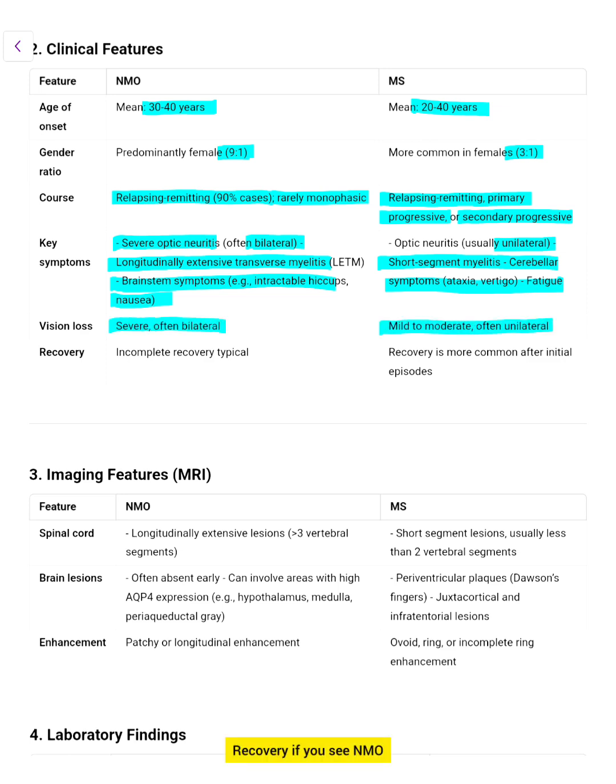Okay, recovery, if you see NMO, they'll have incomplete recovery typically, and in multiple sclerosis recovery is more common after the initial episode. So that is what is called dissemination in time. The patient will be having, suppose, symptoms of optic neuritis now, but after some time he'll recover completely and he'll have a second set of symptoms which may be because of spinal cord involvement, that is sensory deficits, or maybe autonomic dysfunction, that is loss of bladder and bowel control, right? So there will be complete recovery in the cases of multiple sclerosis.